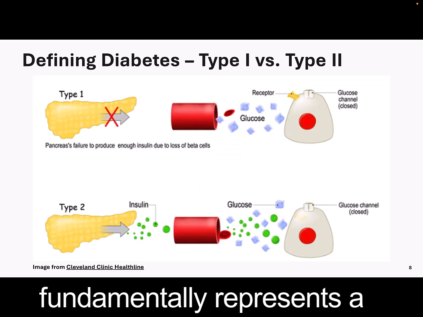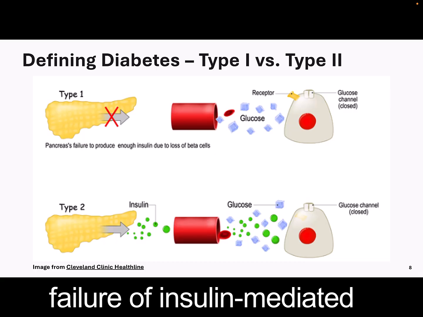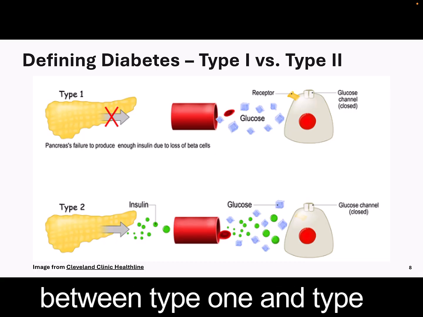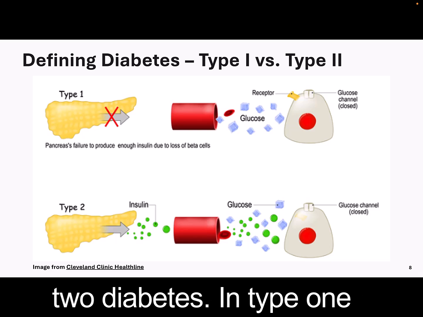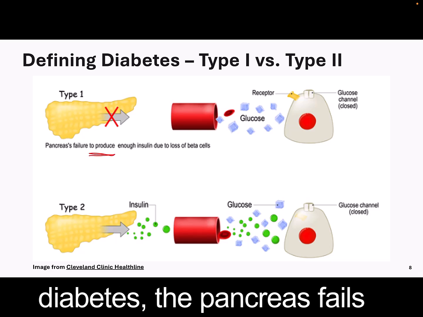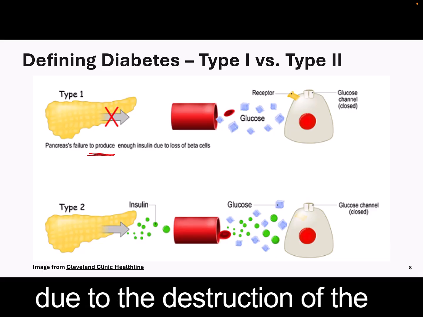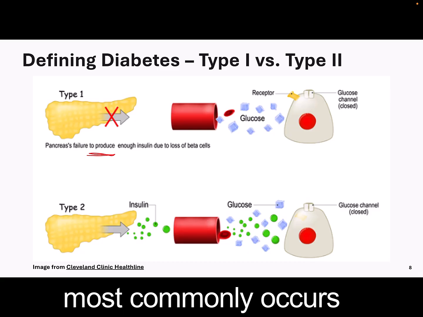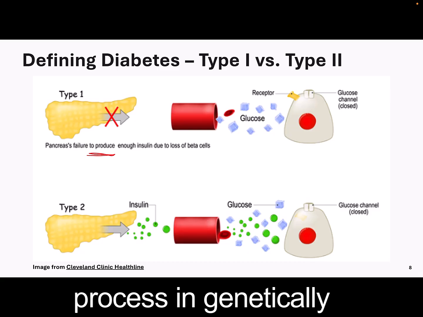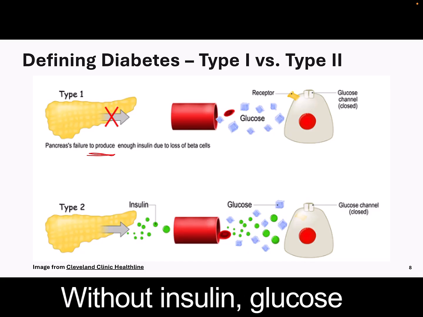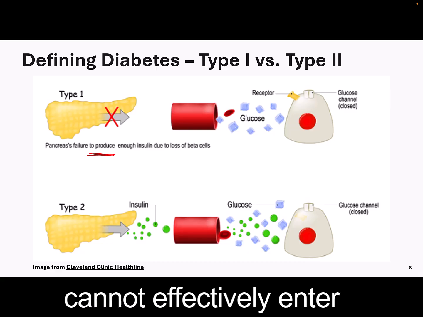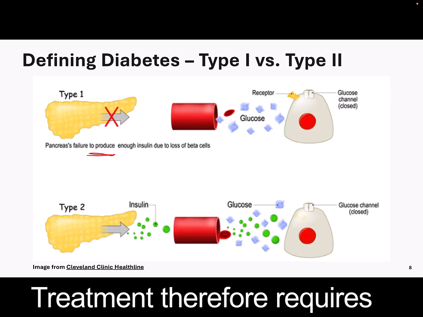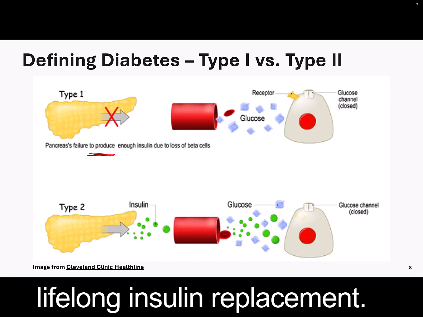Diabetes fundamentally represents a failure of insulin-mediated glucose regulation, but the underlying cause differs between type 1 and type 2 diabetes. In type 1 diabetes, the pancreas fails to produce enough insulin due to the destruction of the pancreatic beta cells. This most commonly occurs through an autoimmune process in genetically predisposed individuals. Without insulin, glucose cannot effectively enter insulin-dependent tissues, and blood glucose rises. Treatment therefore requires lifelong insulin replacement.